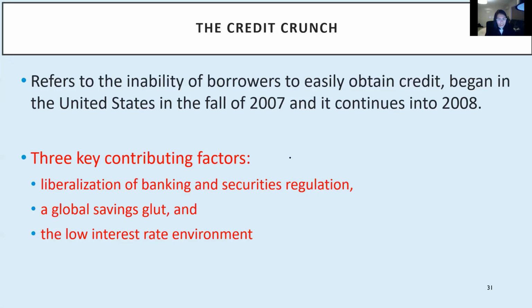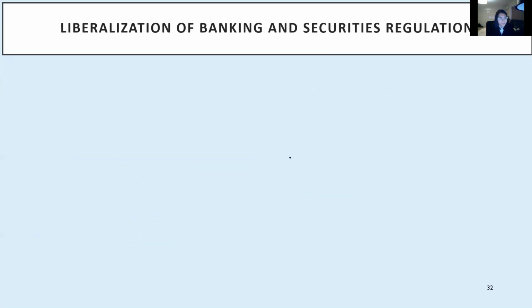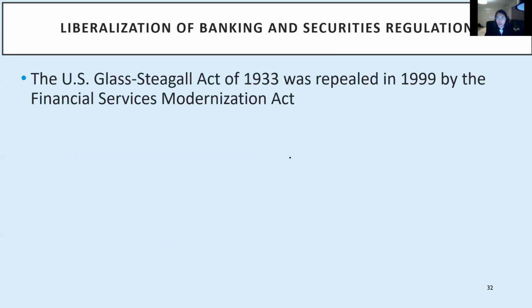So there was a relaxation of banking regulation. There was a big global savings glut. So there was a lot of liquidity in the system, okay? And the interest rate environment in the US was quite low before the crisis happened, okay? So the starting point of all the trouble was the liberalization of banking regulation.